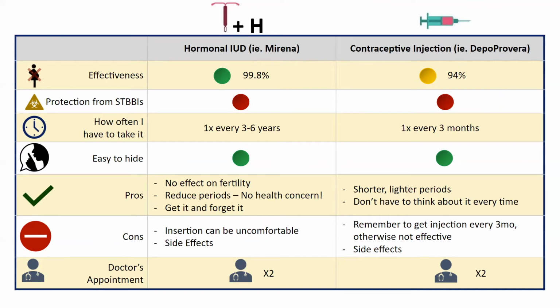It is only 94% effective. It does not protect against STBBIs. It's easy to hide. Advantages are that it produces shorter, later periods, and that you do not have to think about birth control every time you have intercourse. The disadvantages are that you have to remember to get injections every 3 months or else it's ineffective, and there are side effects. In studies, the Depo-Provera led to approximately 1 out of 5 women noticing that they were shedding more hair than usual, but the amount lost was not large.